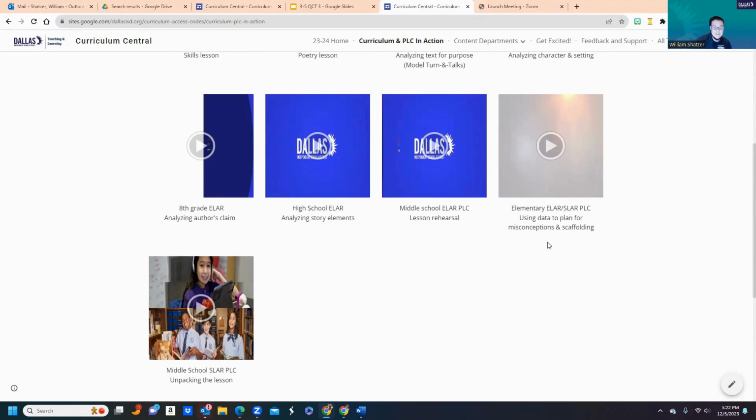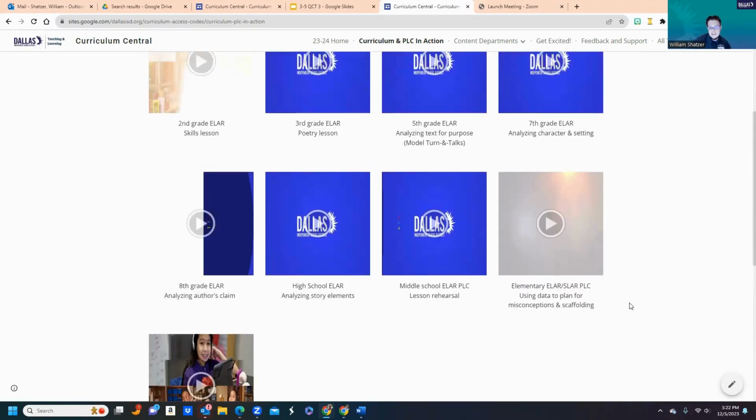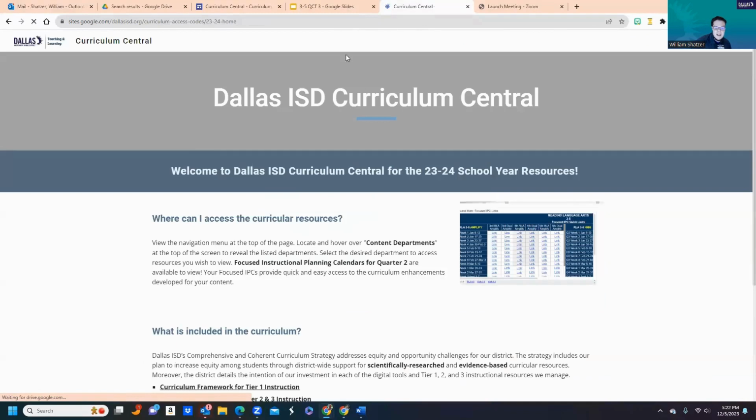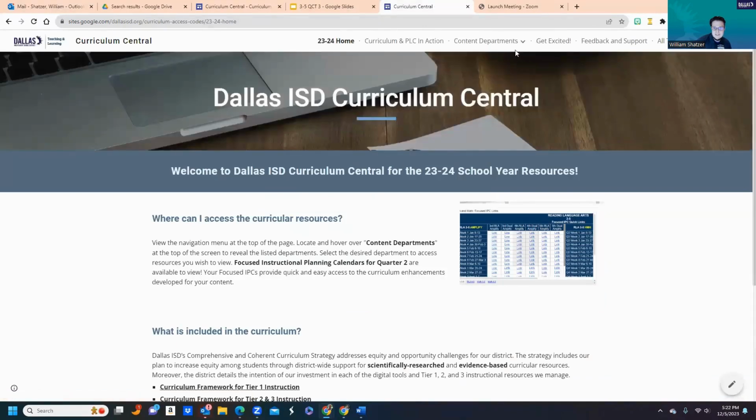So if you want to see what a model lesson looks like or what a model PLC format might look like, to help guide how you would like to do some of your lessons and some of your PLCs, please head on over to Curriculum Central and go to the Curriculum and PLC in Action tab. And of course, this is where you would find all of your IPCs for your contents and everything.